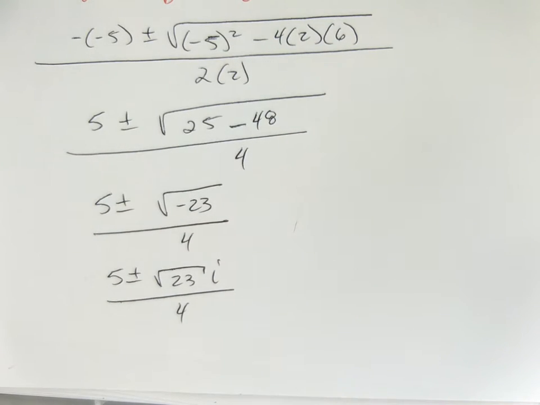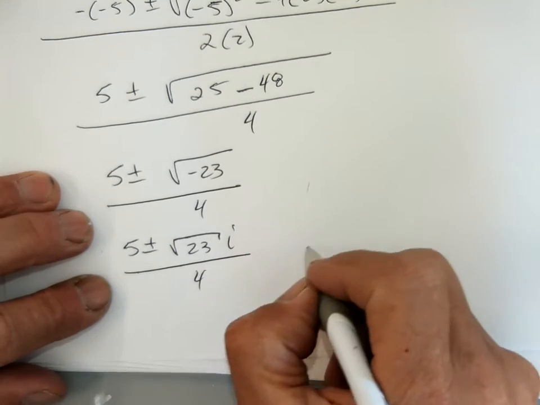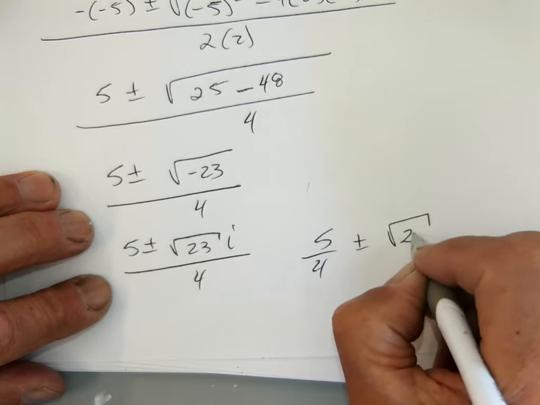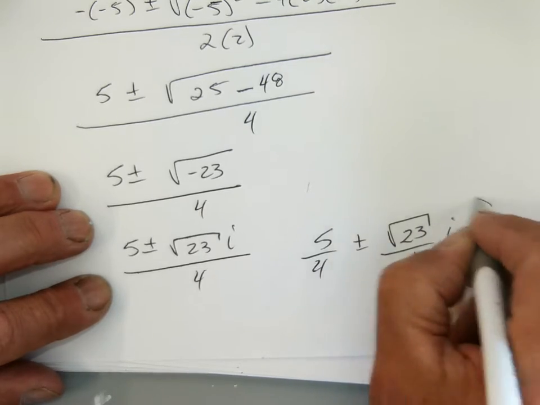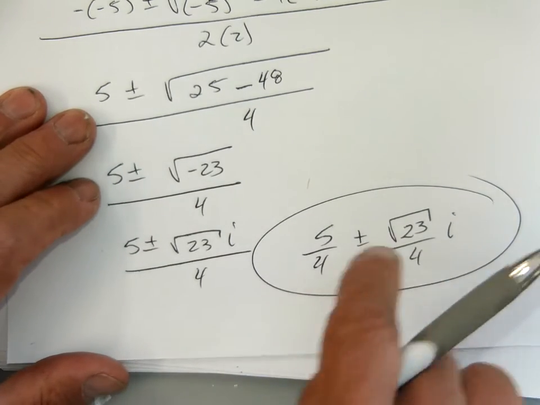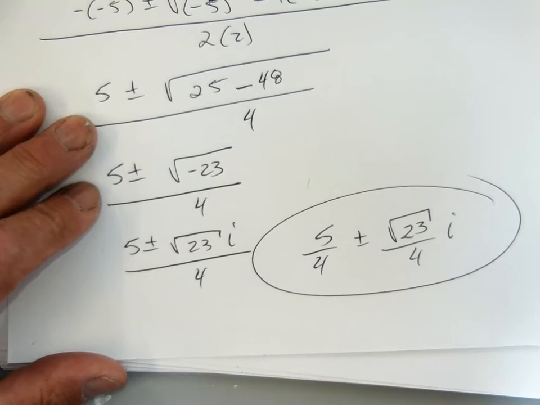Leave 23 as 23, okay? Unless we're doing a story problem and we need to know a value, that is the exact answer, okay? Mathematically, 5 plus or minus the square root of 23 i over 4 is the answer. Don't give me a decimal for the square root of 23. That's more accurate right there. All right?